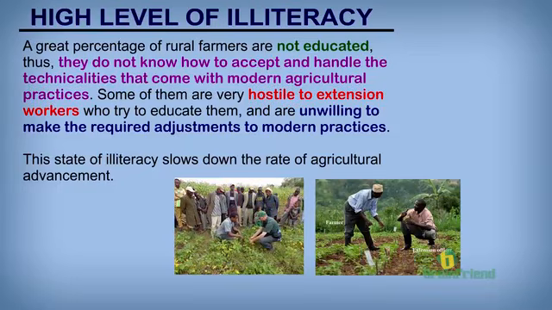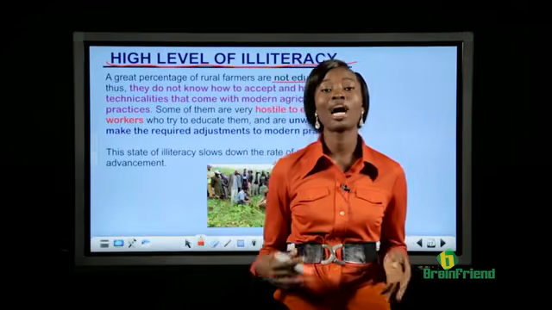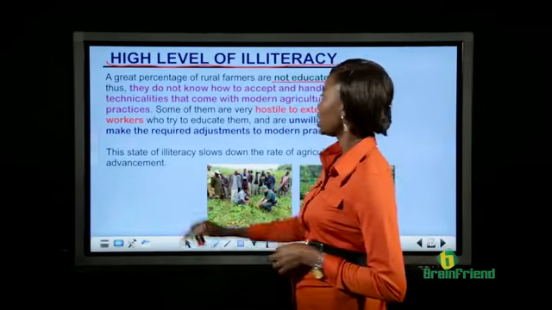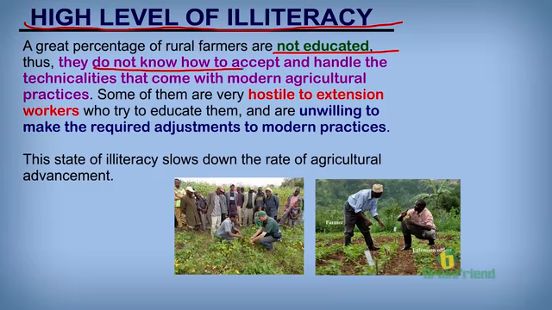The other problem we'll be looking at is the problem of high level of illiteracy. A great percentage of Nigerian farmers are not educated. Most of them do not know how to read or write. And because they are uneducated, they do not know how to accept and handle the technicalities involved in modern agricultural practices. As a result of this level of illiteracy, some farmers are usually very hostile to extension workers.